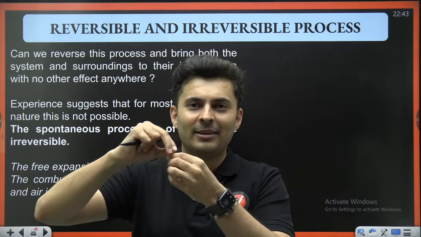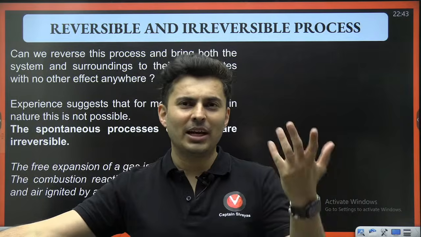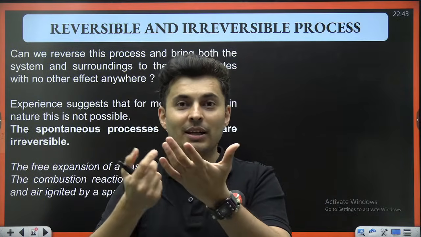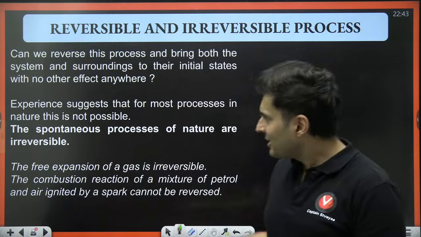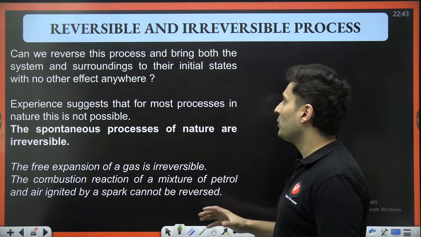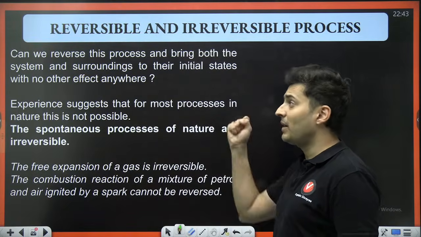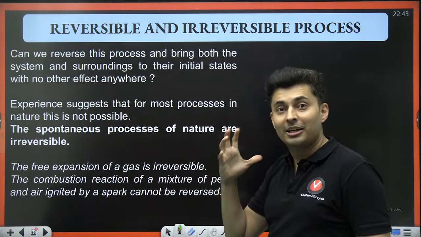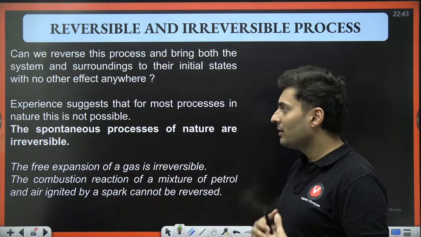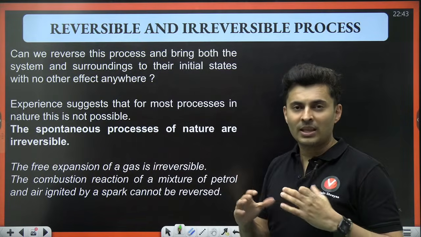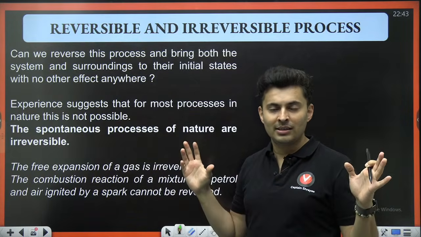You break your nail, the nail will grow. Okay, fine, you get back your nail. You can't break your finger and say, oh, my finger will grow. It is irreversible. The damage is done. So it's something like that. Can we reverse a process and bring the system and the surroundings back to the same way it was without any other effect anywhere? The answer is no. In reality, it is never possible.